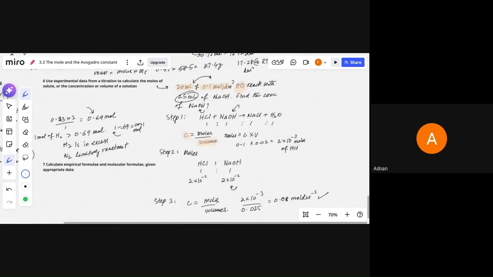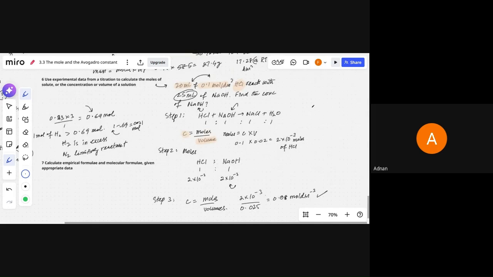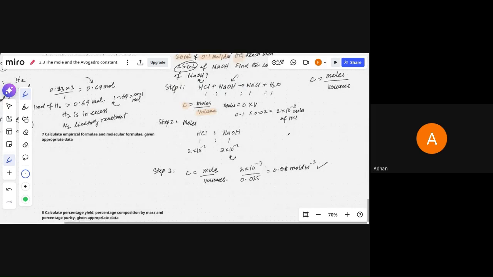Now, you can imagine that if any two values in this equation are given, you can find the third one by rearranging the equation according to the given data, right? So if moles and concentration are given, you can calculate volume. If moles and volume are given, you can find concentration. If concentration and volume are given, you can find moles. So this is basically how the questions will appear on the final exam.